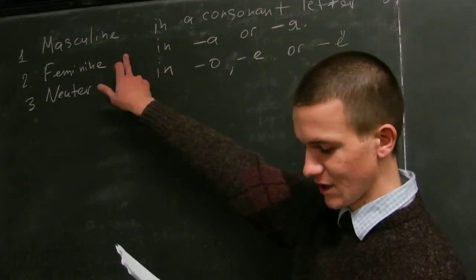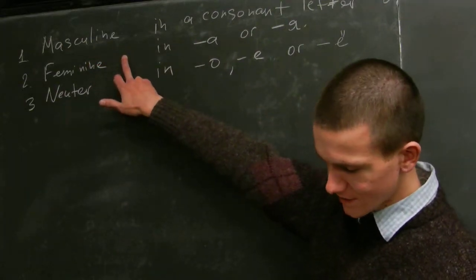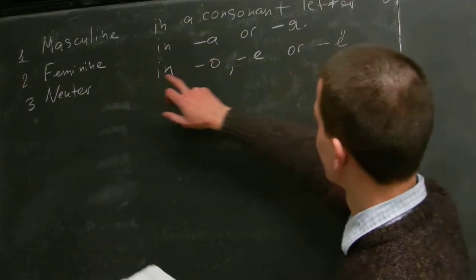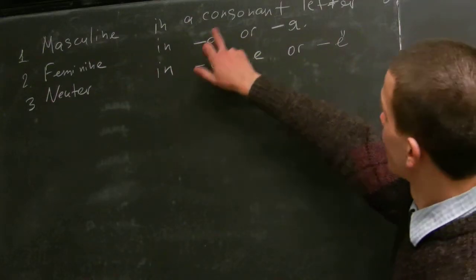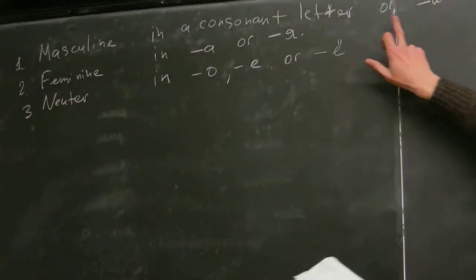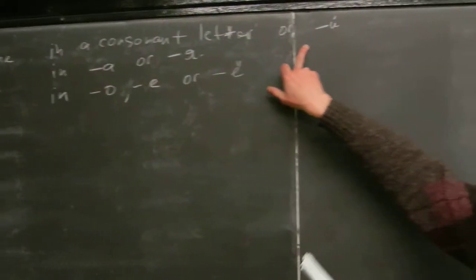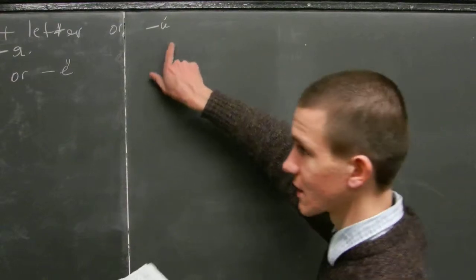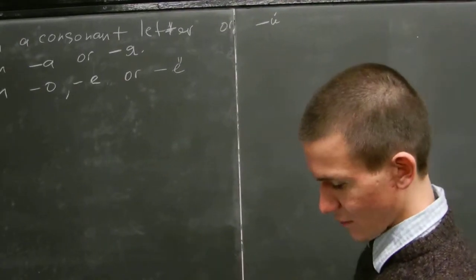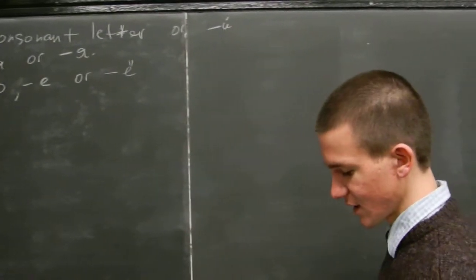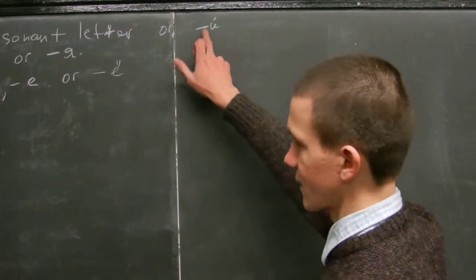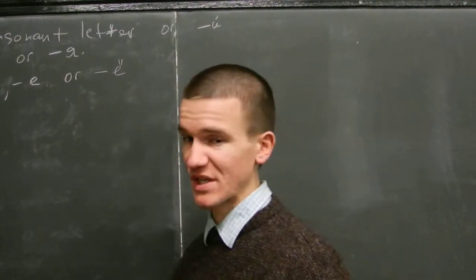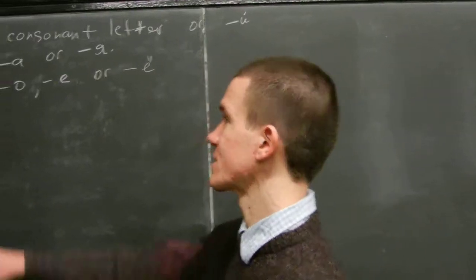So masculine. Masculine nouns usually end in a consonant letter, or и краткое. It's not I, it's и краткое. So again, masculine nouns usually end in a consonant letter or и краткое. But like I said, it's a basic rule. We have a lot of exceptions.